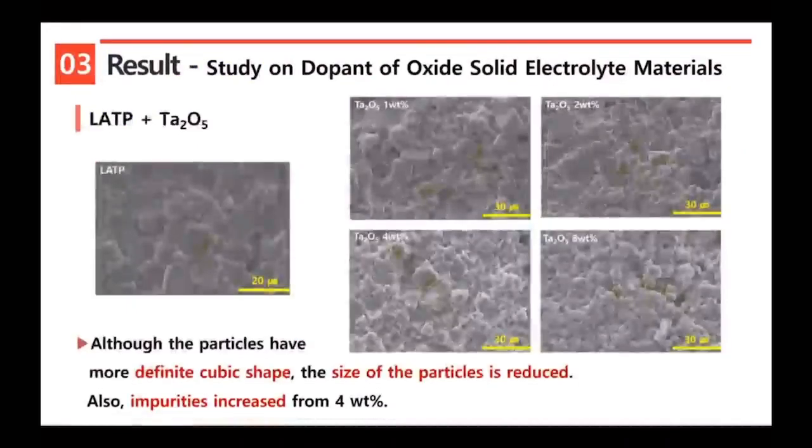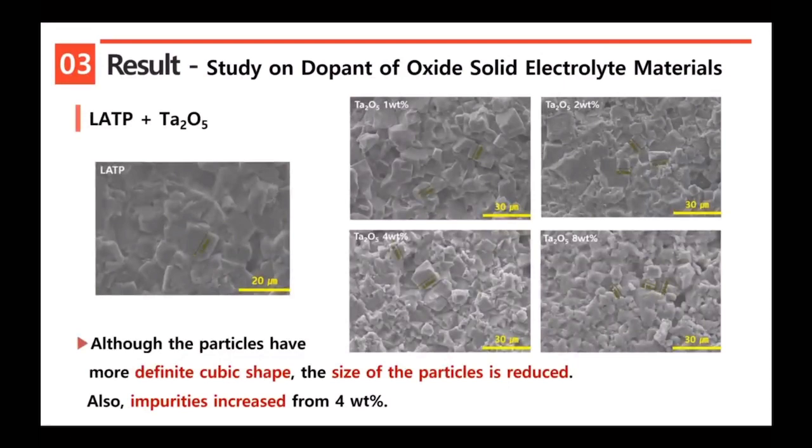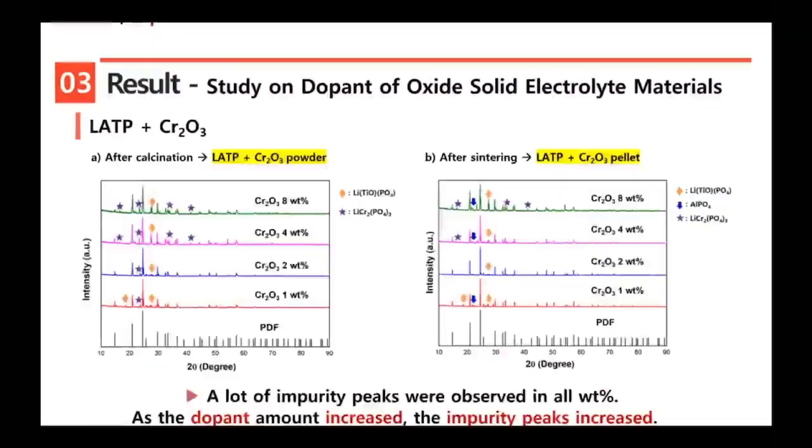Looking at the SEM, you can see that the particles have a more definite cubic shape than the basic parent phase, but from 4 weight%, the particles in the pellet gradually lose their cubic shape, and very small, unspecific-shaped particles begin to be observed. This can be assumed to be due to the excessive addition of tantalum, resulting in impurities.